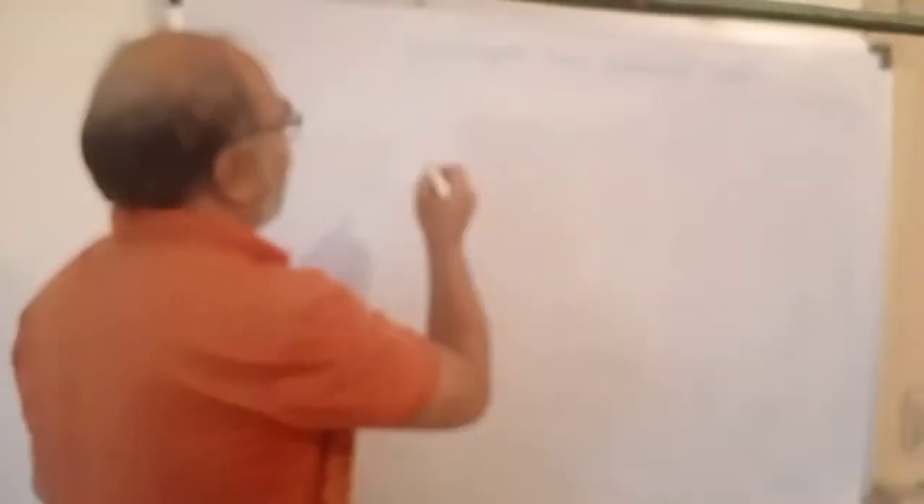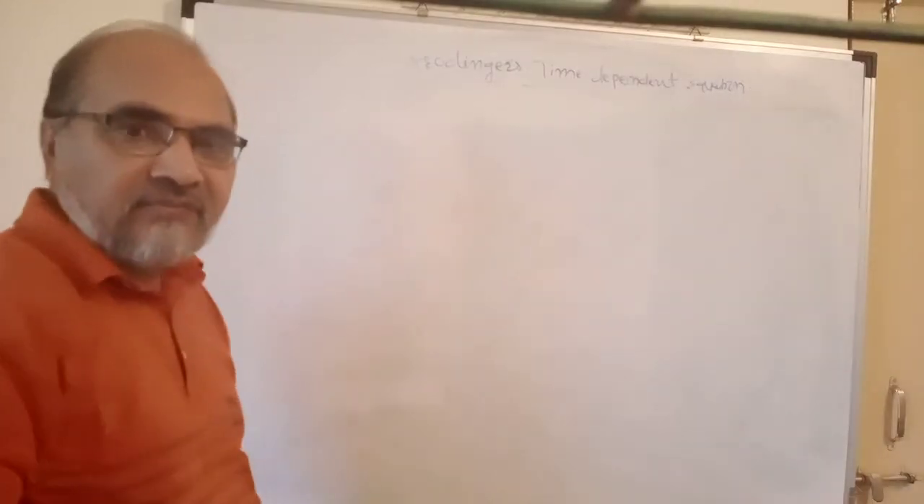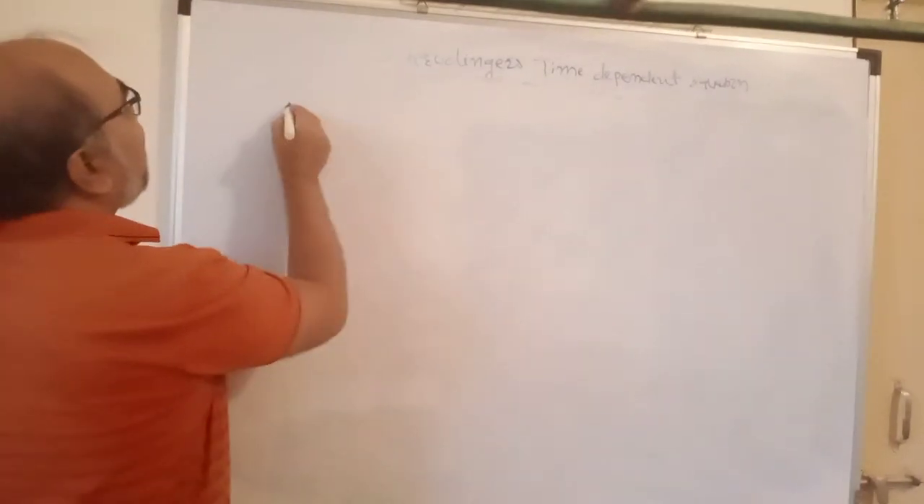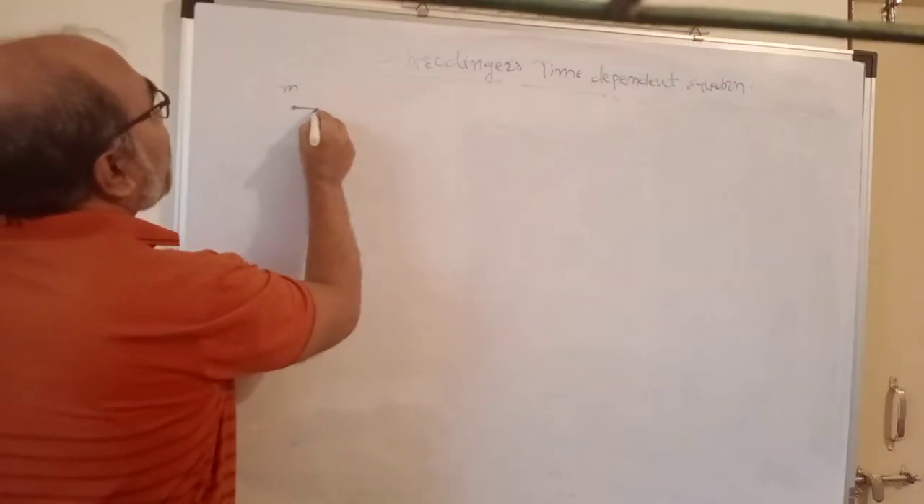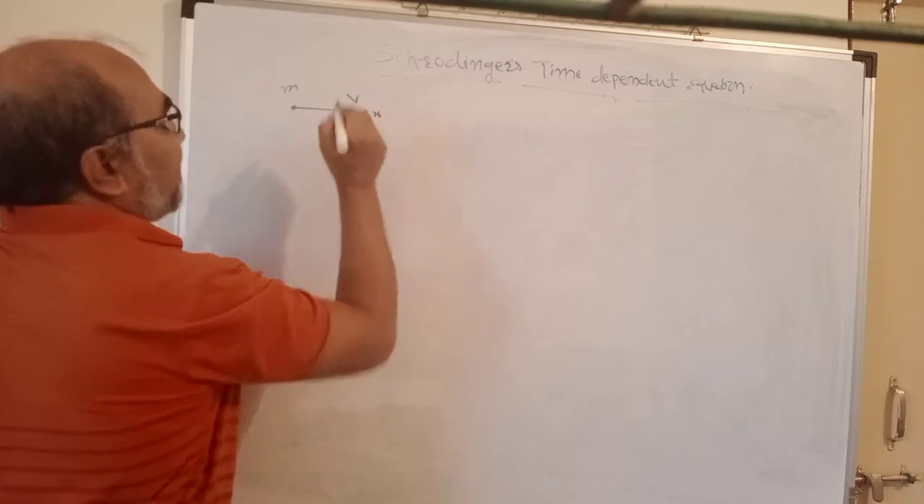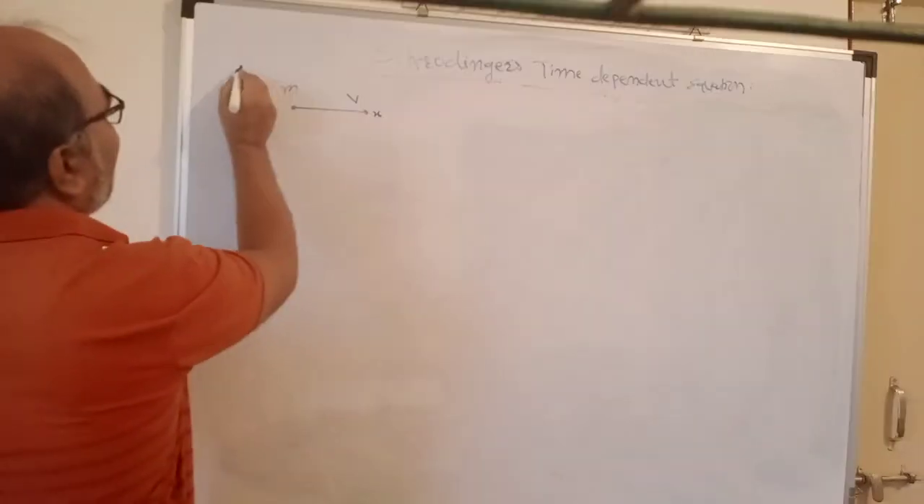Good morning. Today we are going to see Schrödinger's time dependent equation. For that, we consider a particle of mass m moving with velocity v along the x direction. Therefore, first we have to see classically what it means.